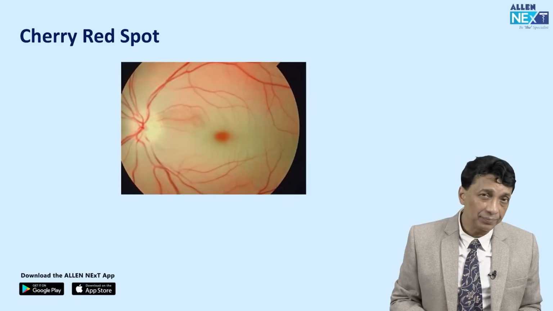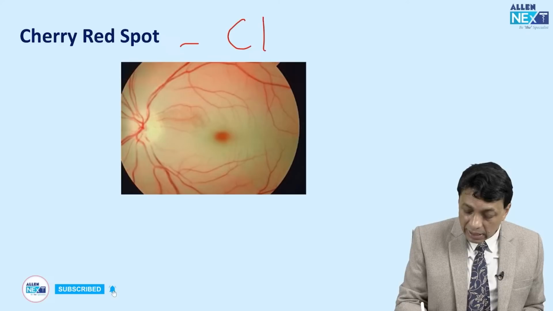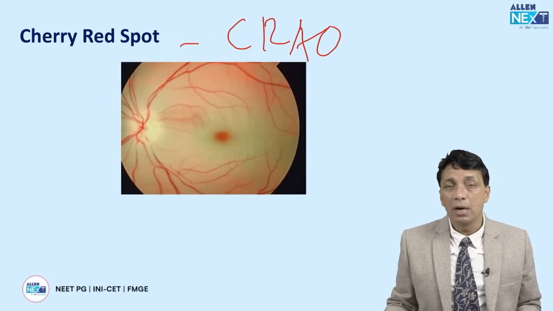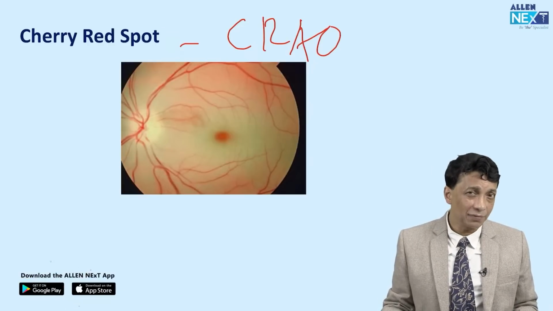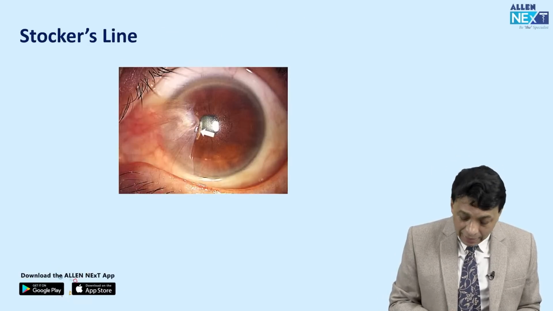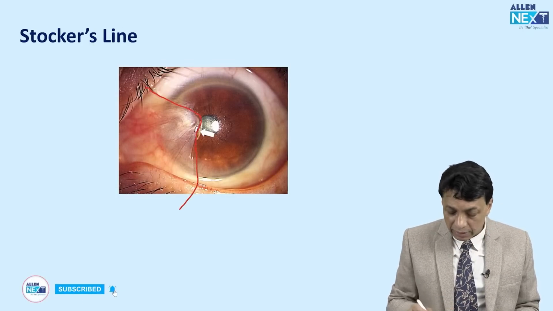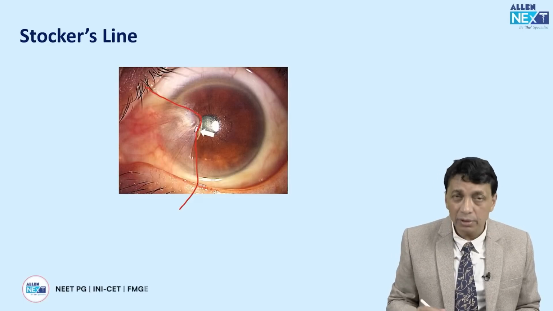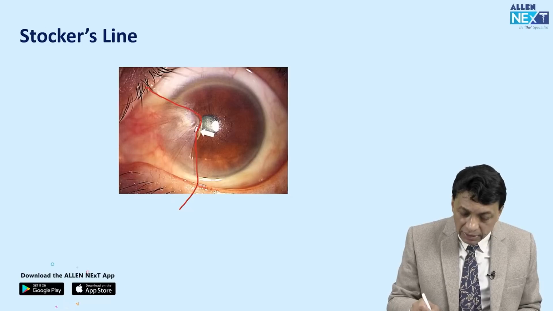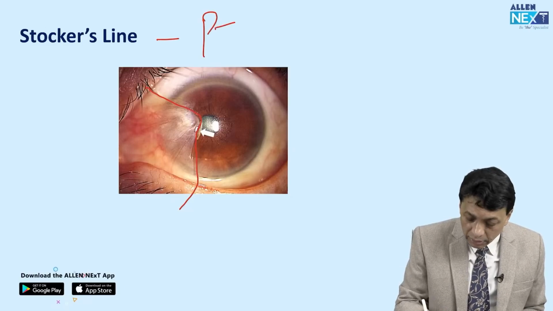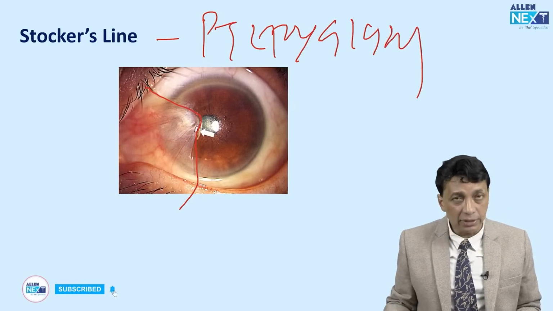Now we go to some spots. After some dots, we now go to spots. The famous cherry red spot, which you see in CRAO, central retinal artery occlusion. There's no doubt about that. This is possibly the most famous question in ophthalmology. Then the Stocker's line, we have a line here again, and the Stocker's line is a line at the head of a pterygium. You can see the white arrow here, and I've drawn it here also. This is an iron line, which is seen at the head of the advancing pterygium. This is called the Stocker's line.